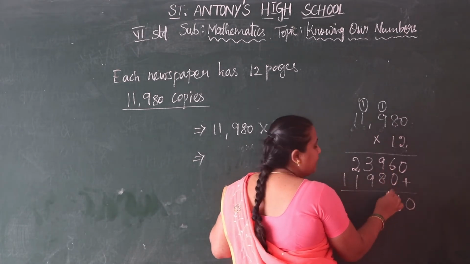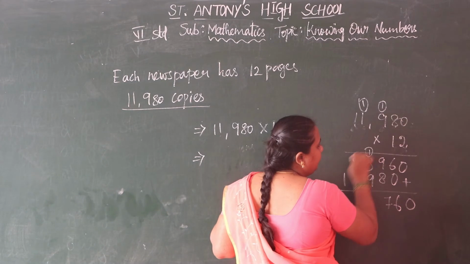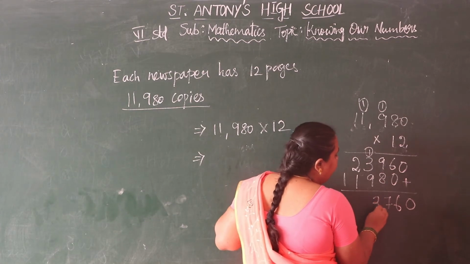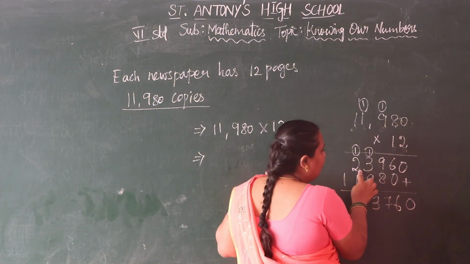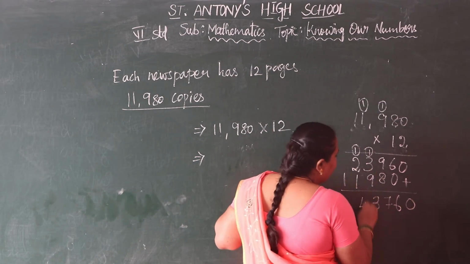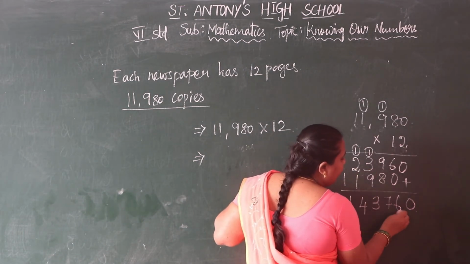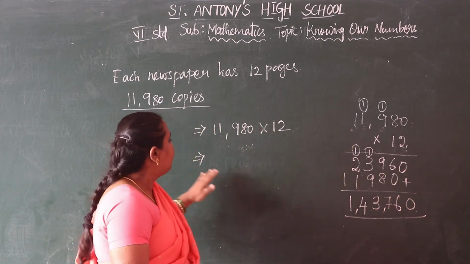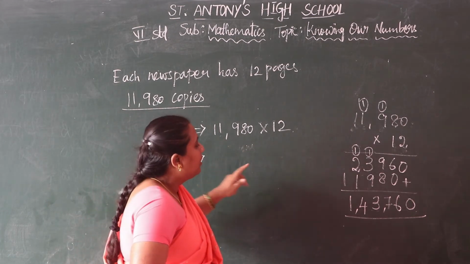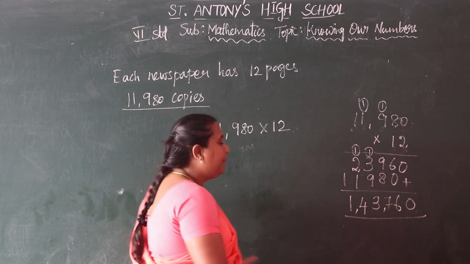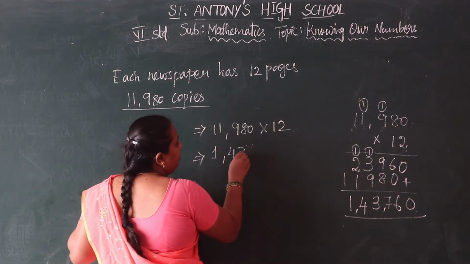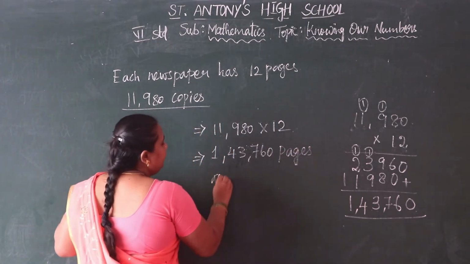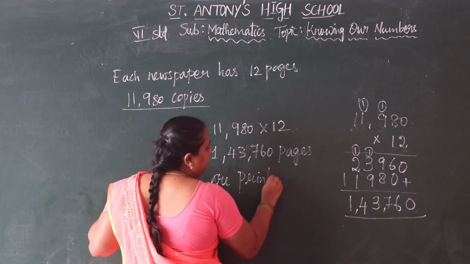9 plus 8, 17, 7. Balance 1, carrying 1. Again 9 plus 3, 12. 12 plus 1, 13. 1. So 1 plus 2, 3. 3 plus 1, 4. So again here we have 1. See, 1s, 10s, 100s, 1000s, 10,000s, lakh. Okay, so now how many pages are printed every day? 1,43,760 pages are printed every day.